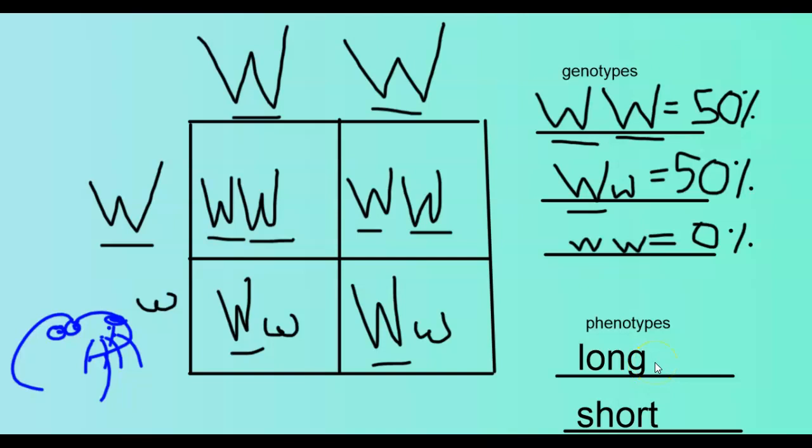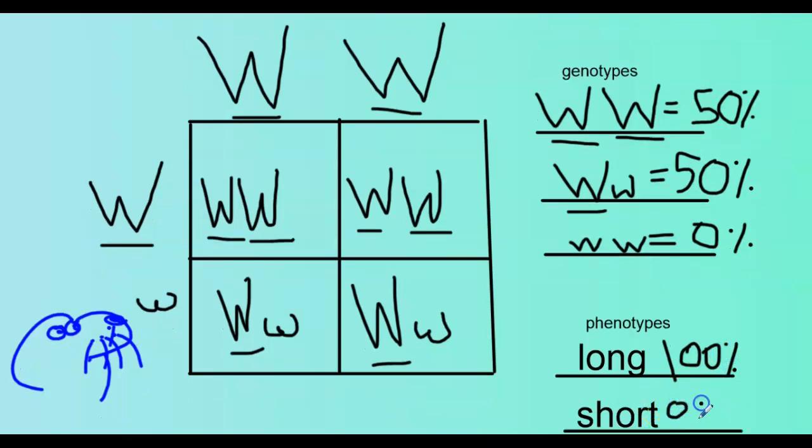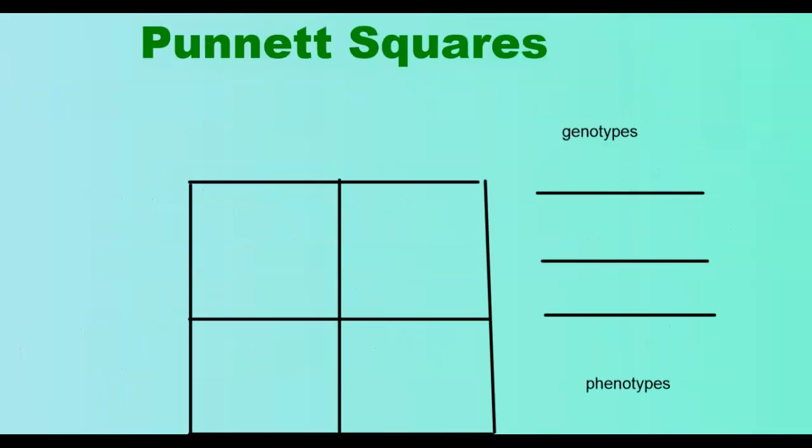Okay. To have long whiskers, you just need to have one of the W's being capital or dominant. So, hey, that's all of them. So that's 100%. Which leaves 0% short. So let's go back to our problem. What did they ask? What percentage of the offspring would be expected to have short whiskers? None. 0% if these were the parents. All right, try number 2.